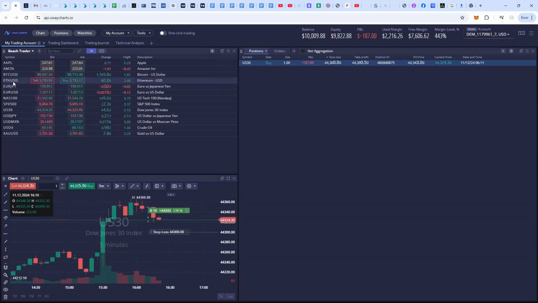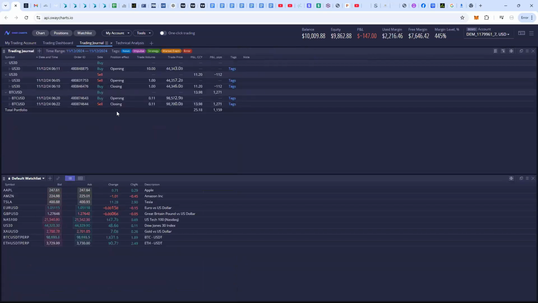Okay, we won the Bitcoin trade. The Bitcoin trade is over. Here we go right here. Ethereum USD is right here. And then we just make a trade on it. So we just won a trade. So how do we know if we won or lost? We're going to go to our trade journal right here. And this tells us the trades that we won or lost.